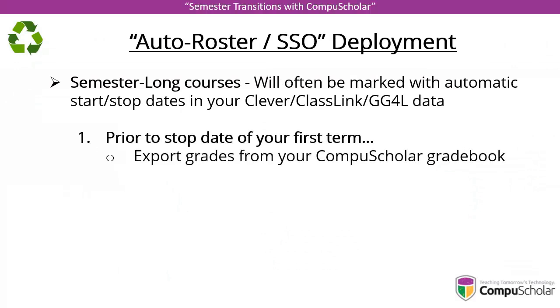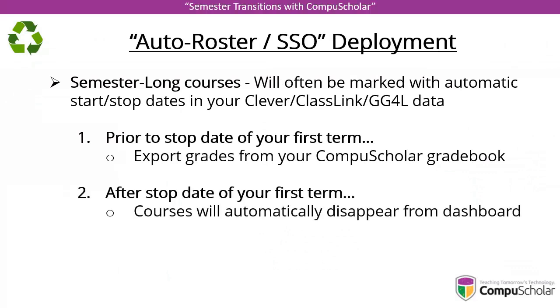So prior to the stop date for your first term, so if your school says your term ends on December 26th, just to pick a date, then you want to make sure you export your grades from your CompuScholar gradebook before that term ends. So when that term does end and your roster data tells us to turn off those classes, the courses will automatically disappear from your dashboard. So our nightly sync will pick up, see that your first term is ended, and remove those classes and kind of prepare the way for the second term.